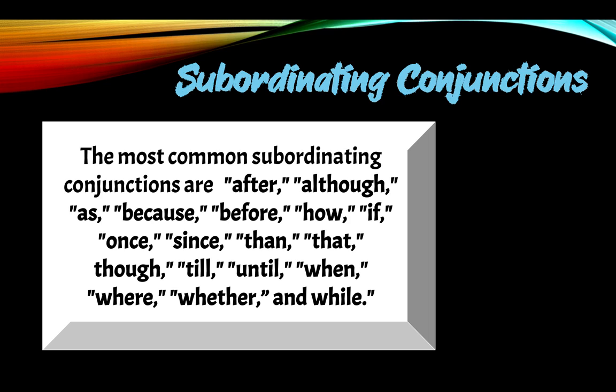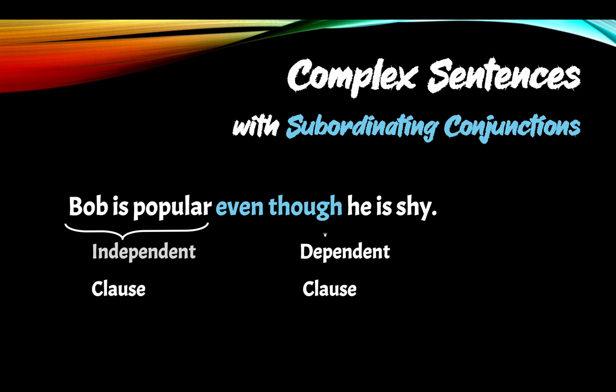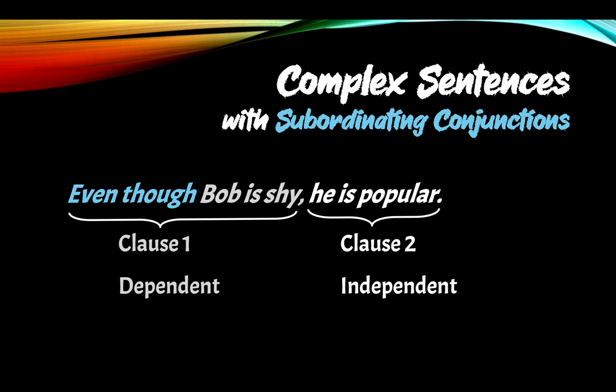The most common subordinating conjunctions are after, although, as, because, before, how, if, once, since, than, that, though, till, until, when, where, whether, and while. There are many others, okay? Like, for example, even though. Let me give you an example right now. Bob is popular, even though he's shy. So we have an independent clause here, Bob is popular. Then dependent clause, because we start the dependent clause with a subordinating conjunction, even though. We can even say, even though Bob is shy, comma, dependent clause, he's popular, independent clause. So we said that subordinating conjunctions start a dependent clause.